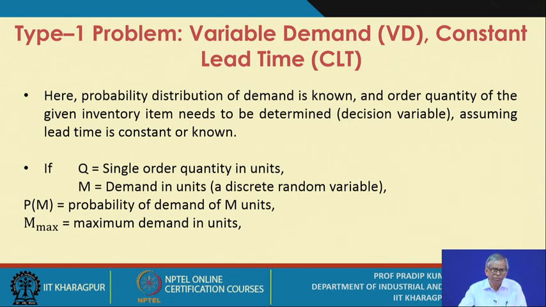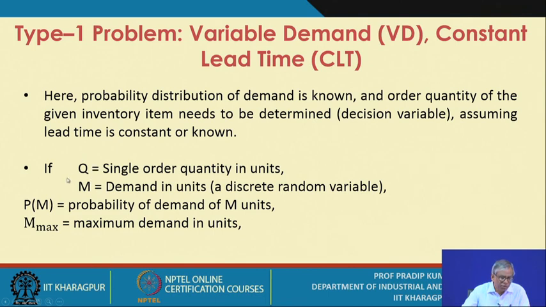For a given item, what sort of data do you need to collect? The order quantity of the given inventory items needs to be determined. This is your decision variable, assuming lead time is constant or not. So this is your problem.